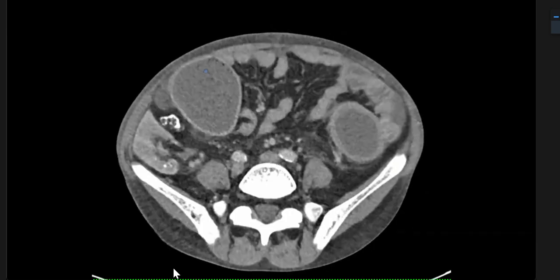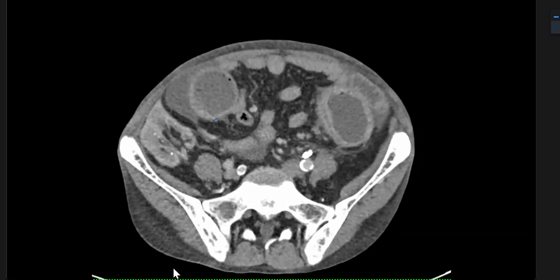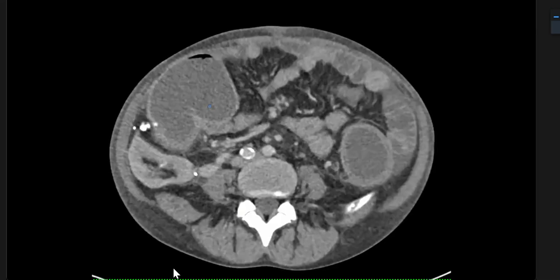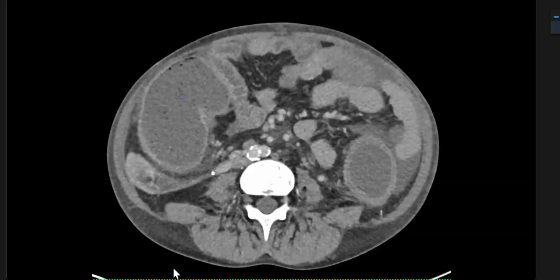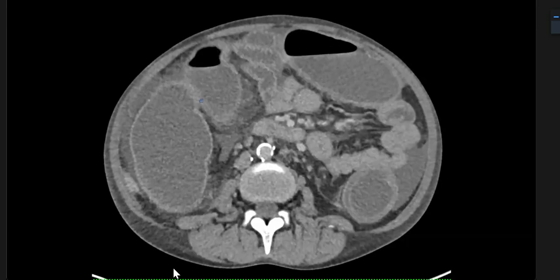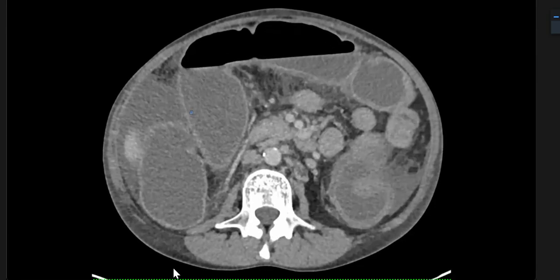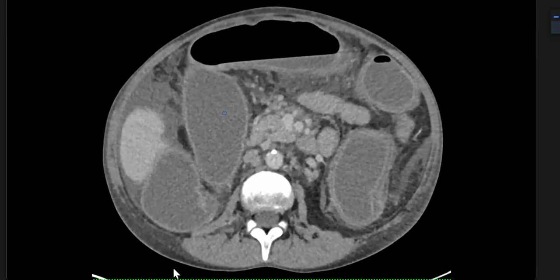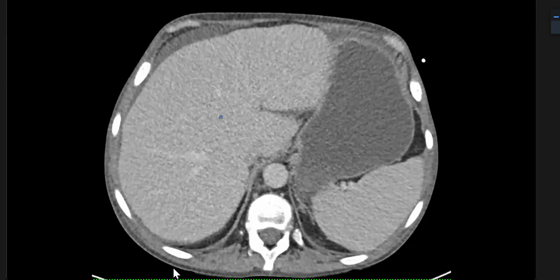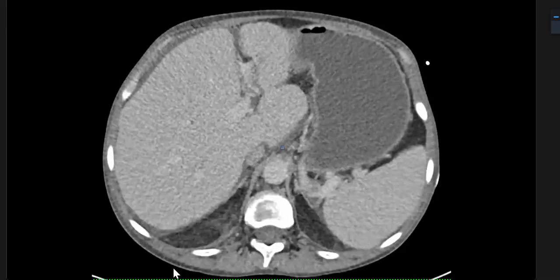This is the massively dilated loop, which is noted anterior to the kidney. What loop is this? Large bowel, small bowel? What kind of loop is this? It is a small bowel loop. Okay. So then show me the large bowel, please, there.